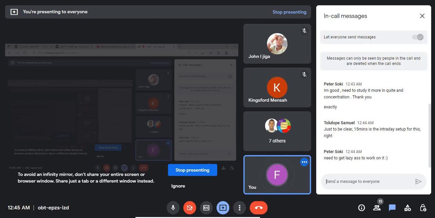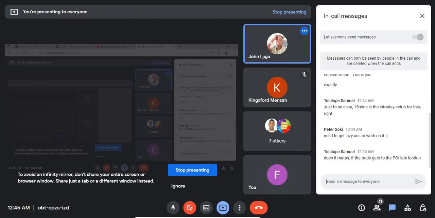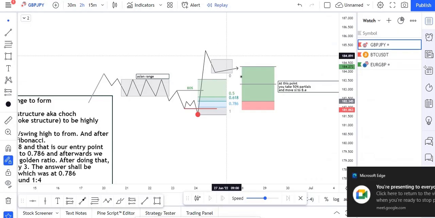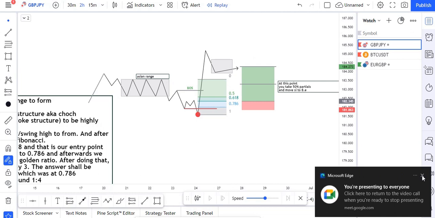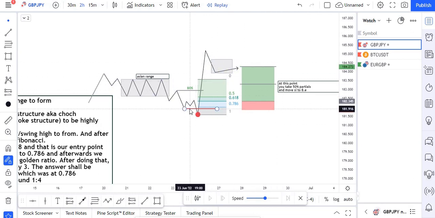Jay, are you there? Yeah, I'm here. So, does it matter if the trade gets to the POI late London? No, it doesn't matter. I've told you the rule: if at any time the price comes back to this POI before the next Asian range starts, you can execute your trade. But as soon as the next Asian range starts to form, this setup is invalidated.